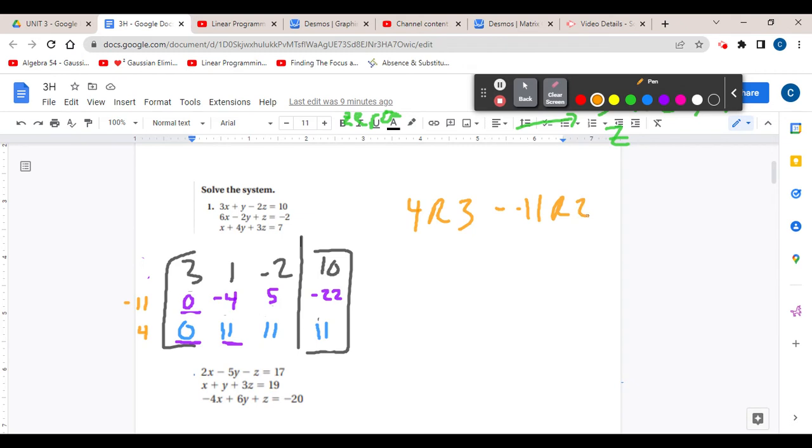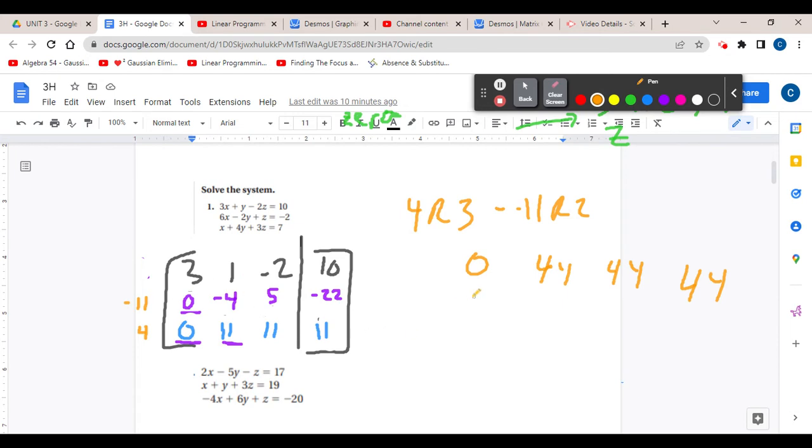Okay, so looking at 4 row 3, multiply row 3 by 4, so 4 times 0 is 0, 44, 44, and 44. And again, we need to work row 3 and row 2 on this last step here, ladies and gentlemen, because I got to keep these zeros. Okay, so I can't work row 3 with row 1 anymore. All right, now we're going to multiply negative 11 by row 2.